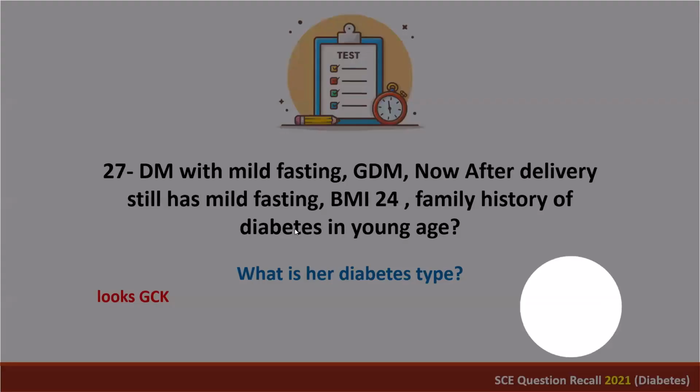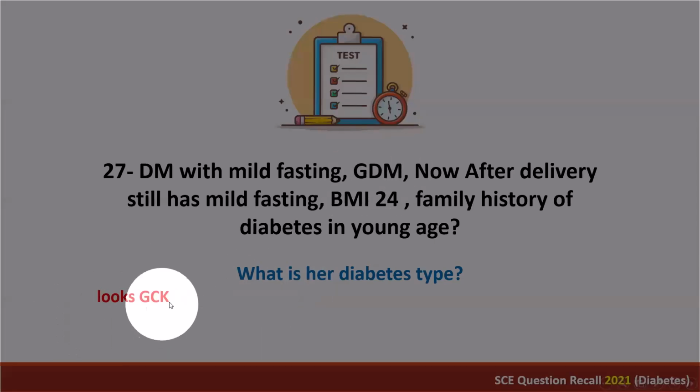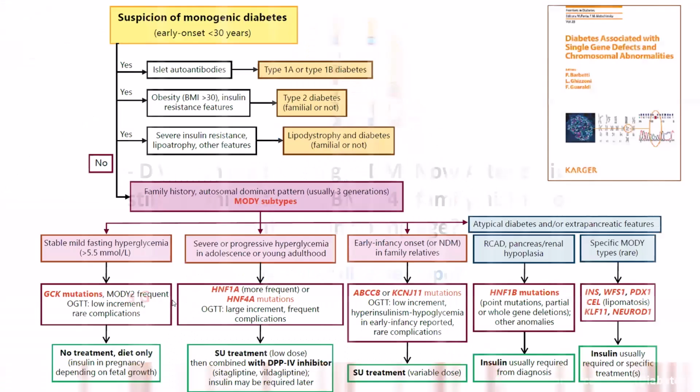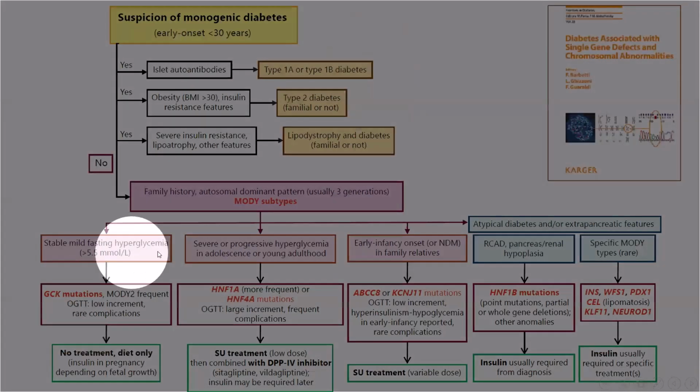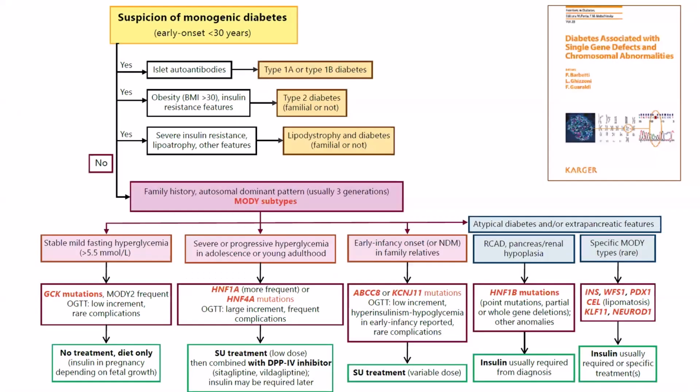If we have mild fasting hyperglycemia during pregnancy, we should suspect glucokinase, as I mentioned. Glucokinase is a mutation causing mild fasting hyperglycemia, usually diagnosed as GDM during pregnancy.